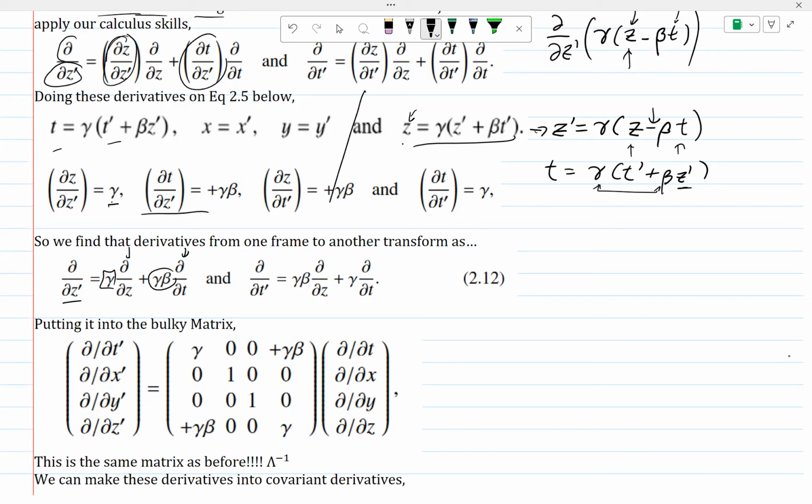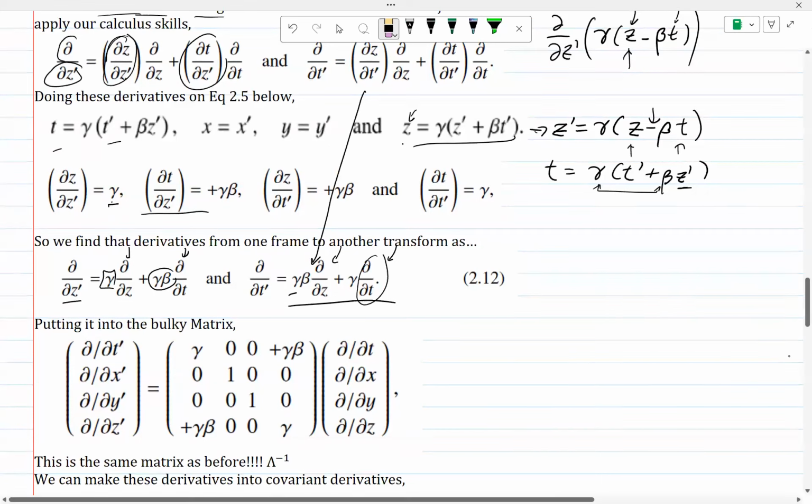If you do a similar exercise, especially since I'm a little bit low on time, you're going to see that the partial derivative with respect to the moving time coordinate, calculated with the function in the non-moving coordinates, meaning you're doing derivatives inside the non-moving coordinates, also has these gamma, beta, and gamma factors in front of it. So that's the only difference.